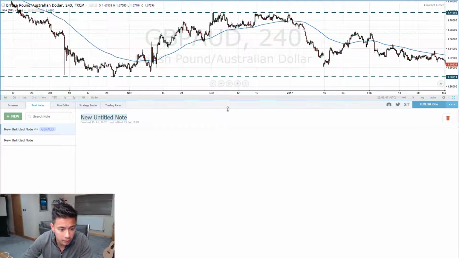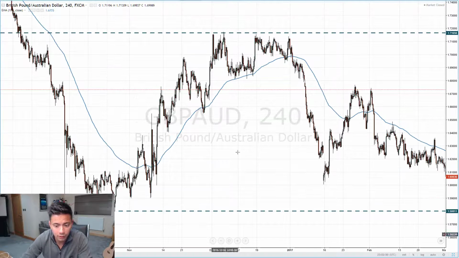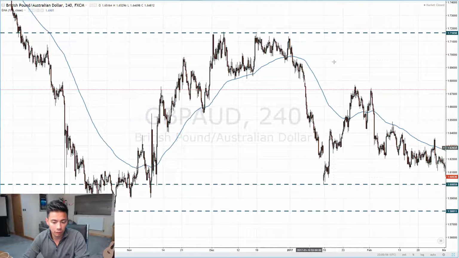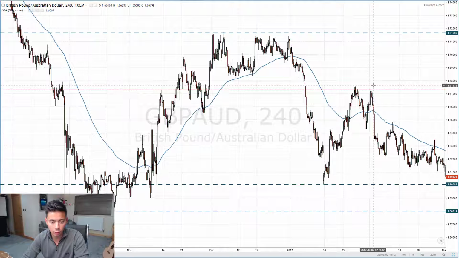Get rid of that for a moment. We don't want to add any notes. So this here would be a level that's obvious. The market's come down to that level. It's then rallied from it. And also let's put in this level over here as well.